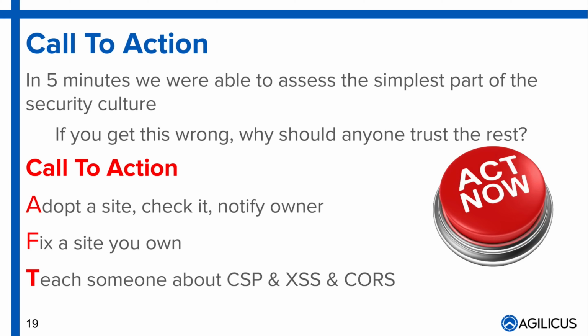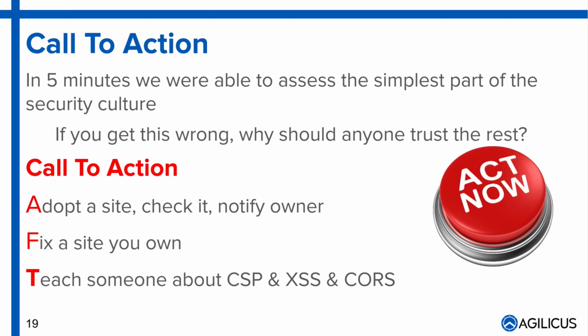In 5 minutes, just by opening Mozilla Observatory, we were able to assess the security culture of Marriott. The front door of the building isn't protected. It's not that they've done a bad job, they just haven't tried. If you get this wrong, why would you trust the rest? So my call to action is adopt a site, one you own, one that you use and care about. Check it. Go to the Mozilla Observatory, give it a quick check. And if they've tried and they've got a score other than an F, assume that they've done the best they can, and maybe they have a WAF fixing the rest, or maybe the rest aren't pertinent to their domain.